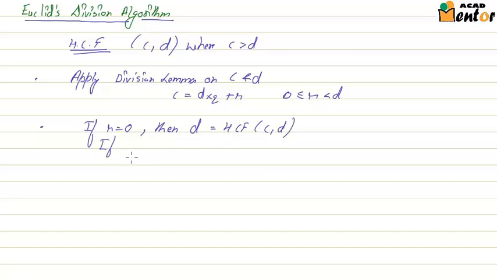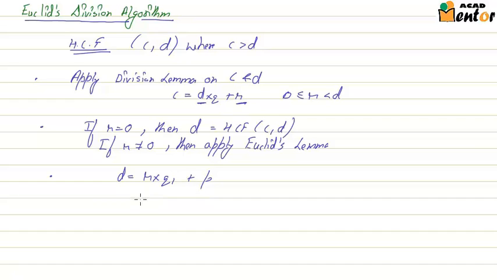If R is not equal to 0, then we apply Euclid's lemma on remainder R and D. So D will be expressed as R times some number Q1 plus remainder, let's call it P. Again we'll check if the remainder is 0. If not, then we repeat these processes. So we'll apply Euclid's on R and P.